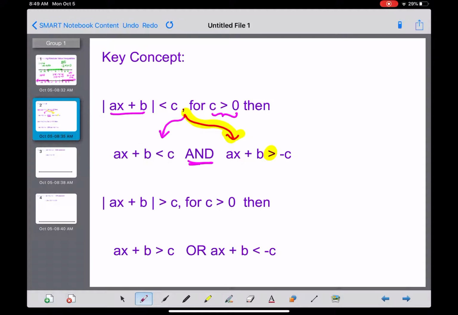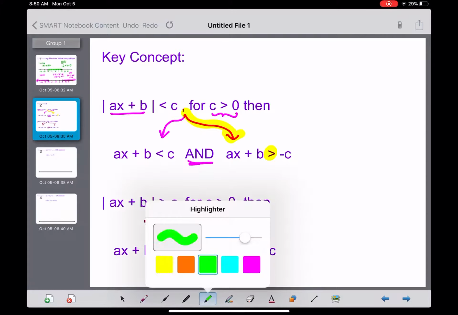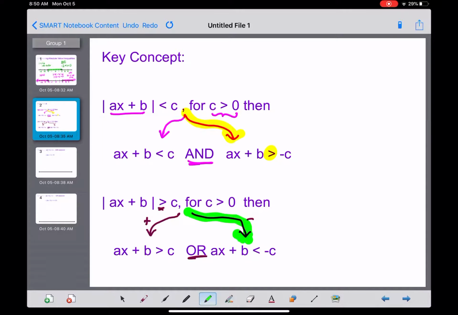All right, my second key concept, the absolute value of ax plus b is greater than c. Once again, we have to say c is greater than 0. Then I can split into 2 sides, my positive half and my negative half. This time we form an OR statement because greater goes with OR. So ax plus b is greater than c, that's the original, or ax plus b is less than negative c. Notice on the negative side, again, we flipped our inequality.